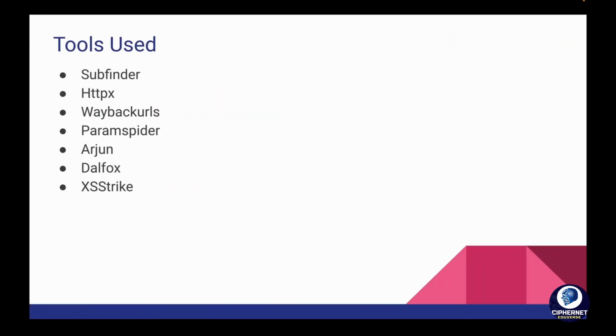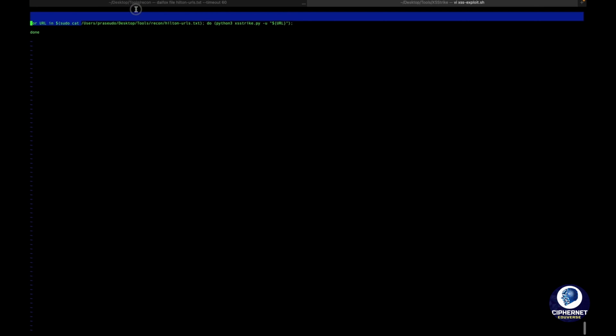In the meantime, we will use another tool called XSStrike. This tool was already installed in my system, so let's go to that. Here is the tool, xsstrike.py. I have written a bash script here where we can automate our command executions. Let's see what's in that command. As you can see, it's the same syntax we used for Param Spider. Here also it's the same.